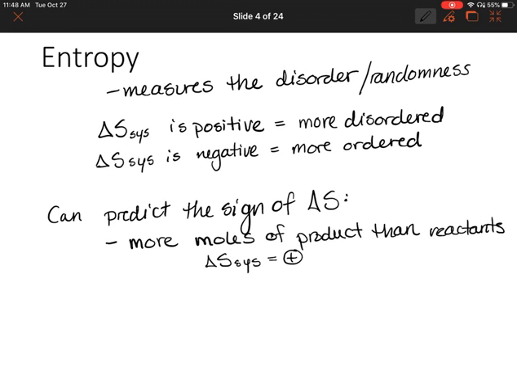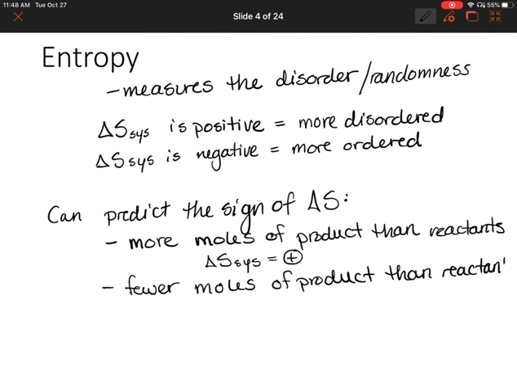Now, what if you have fewer moles of product than reactants? That means that delta S of your system, or the entropy of your system, is negative. So the reaction is becoming more ordered as the reaction proceeds.